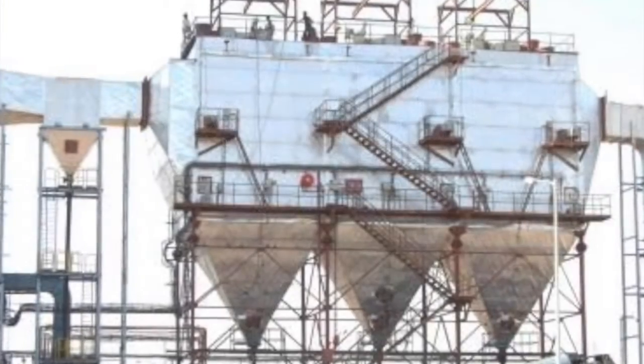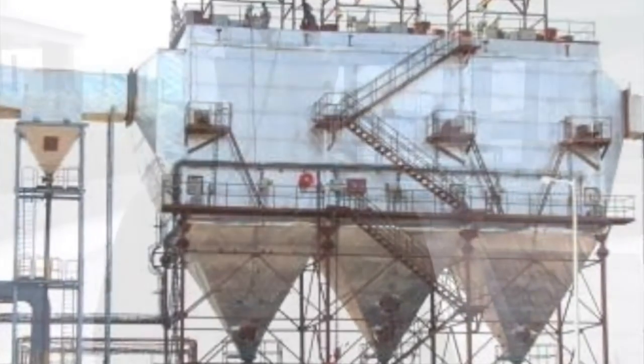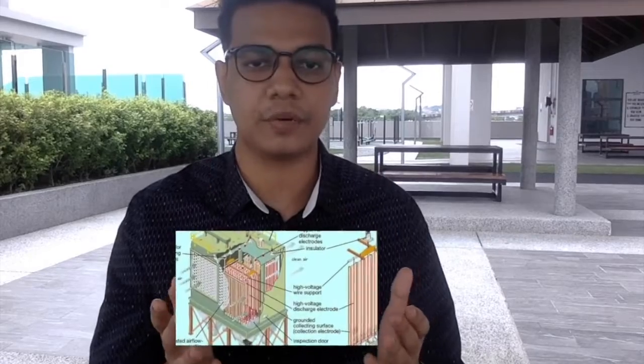especially respiratory health. Therefore, to combat this problem, electrostatic precipitators are used in many industries such as manufacturing, metal, and mining industries, where they are installed as part of the flue gas cleaning system. So, first and foremost, let us know what an electrostatic precipitator is.